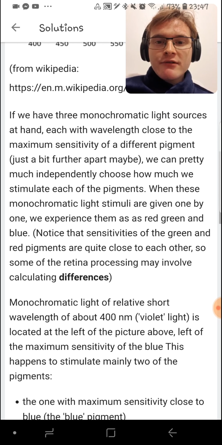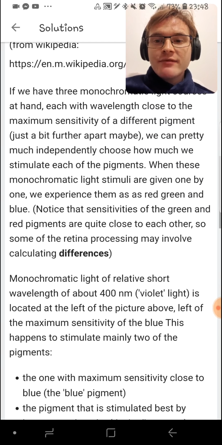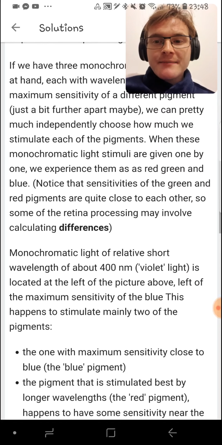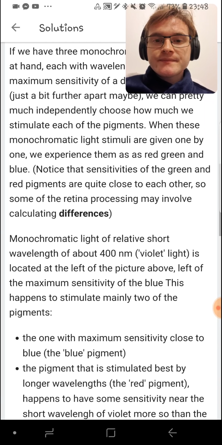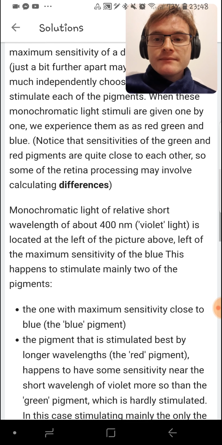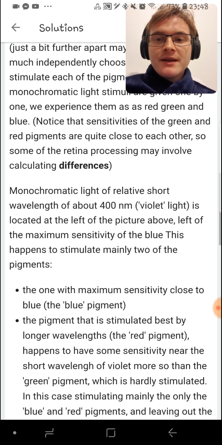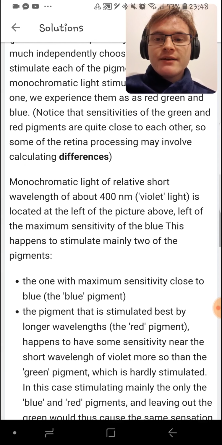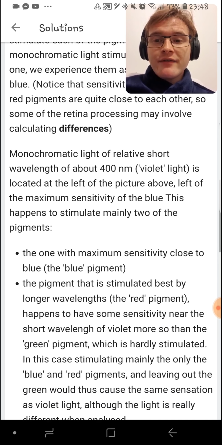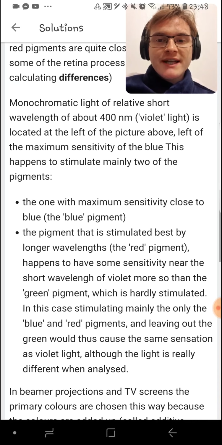So, if we have 3 monochromatic light sources at hand, each with wavelength close to the maximum sensitivity of a different pigment, just a bit further apart maybe, we can pretty much independently choose how much we stimulate each of the pigments. When these monochromatic light stimuli are given one by one, we experience them as red, green and blue. Notice that sensitivities of green and red pigments are quite close to each other, so some of the retina processing may involve calculating differences. Monochromatic light of relatively short wavelength of about 400 nanometers.